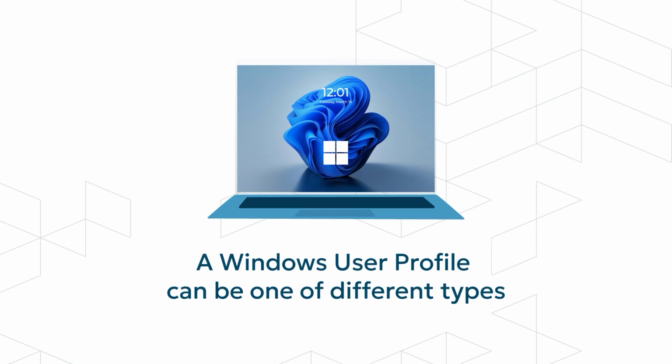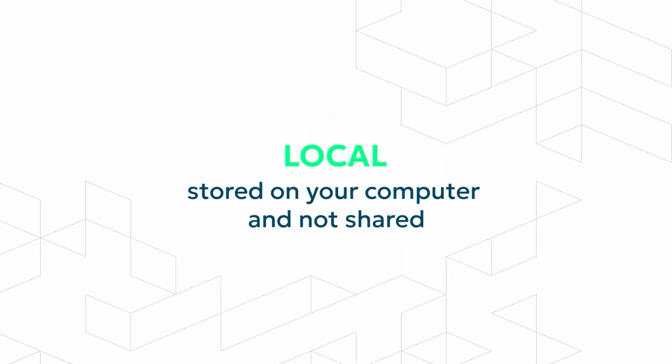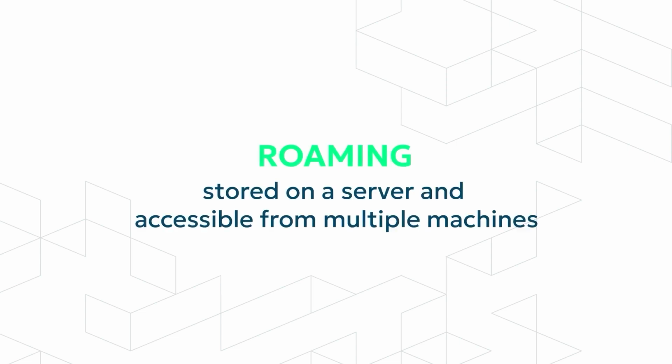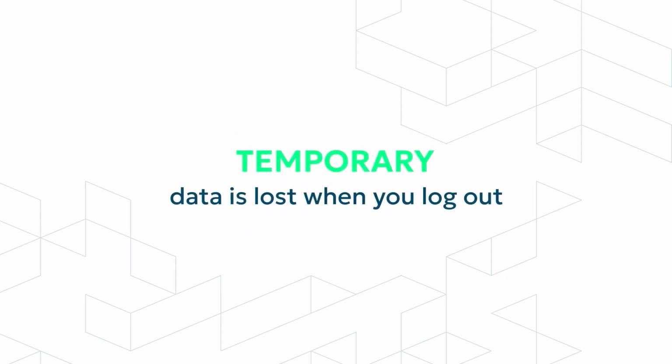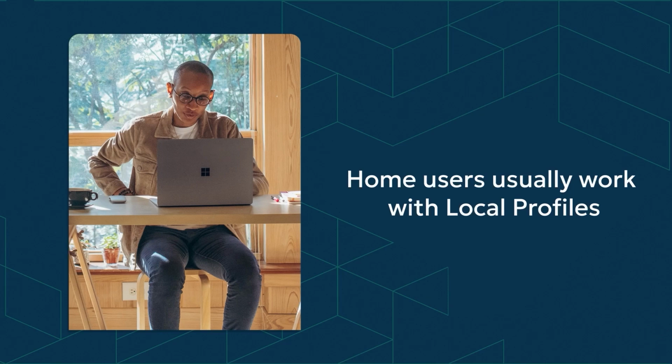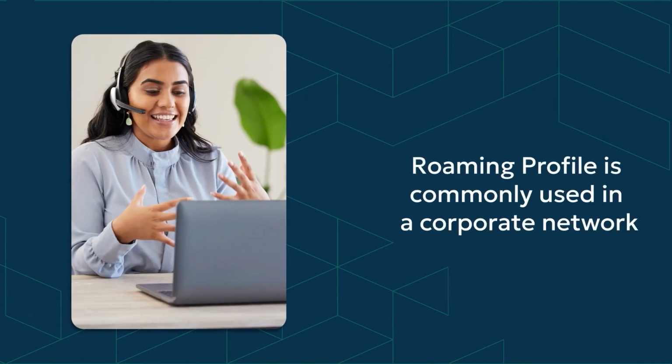A Windows user profile can be one of different types. Local, which is stored on your computer and not shared. Roaming, which is stored on a server and accessible from multiple machines. Mandatory, which is pre-configured by an administrator, meaning the user can't change it. And temporary, created when your regular profile is inaccessible, wherein data is lost when you log out. Most home users will be working with local profiles, but if you're on a corporate network, you might be using a roaming profile on your Windows PC.